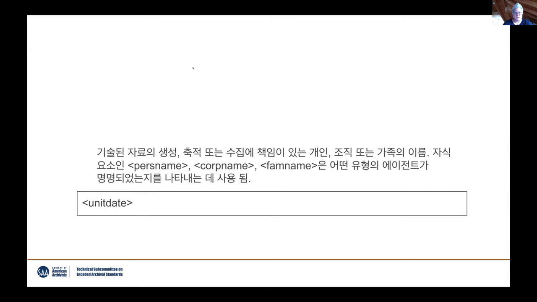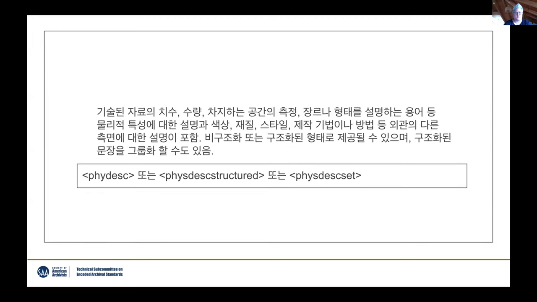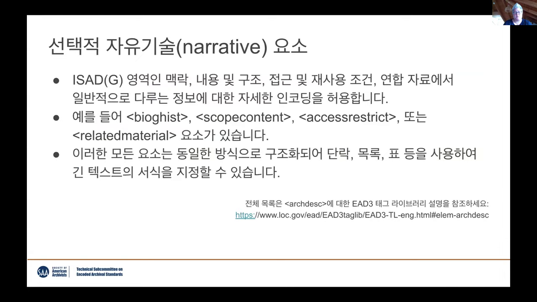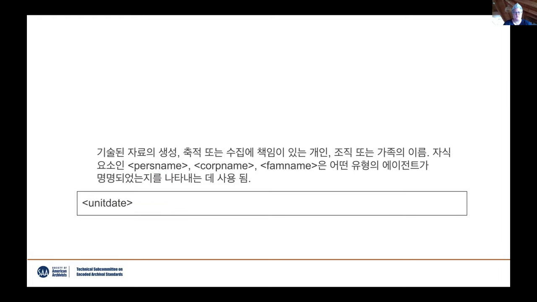And then the last of the six essential pieces of information is the name of the person, the organization, or the family responsible for usually the creation of the materials, but it might also be, depending on the context, the accumulation or assembly of the described materials. And that in EAD is done with an element called origination. And origination has sub-elements that allow you to indicate which type of agent you are going to name. So if you are going to use a person name, that is persname, corpname is for an organization, famname is for a family.